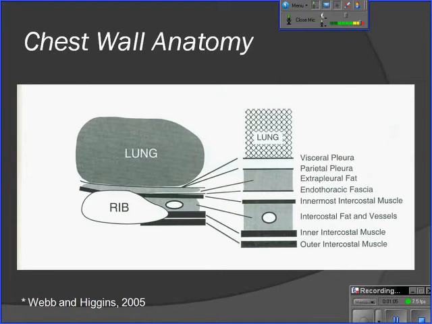So I thought this was a nice diagram showing just that. So again, lung, the pleura, the extrapleural fat, the endothoracic fascia, and then the intercostal muscles, as well as intercostal fat and vessels.